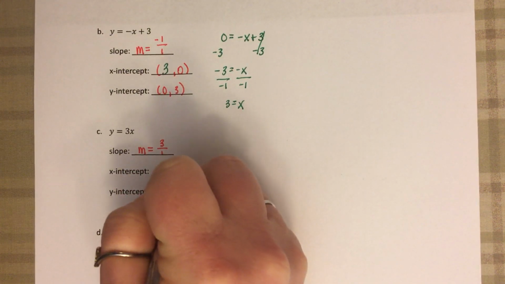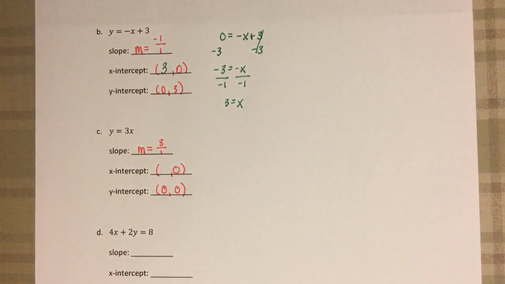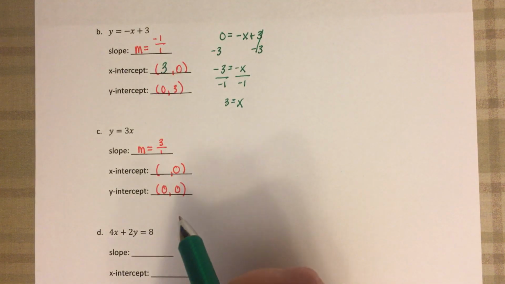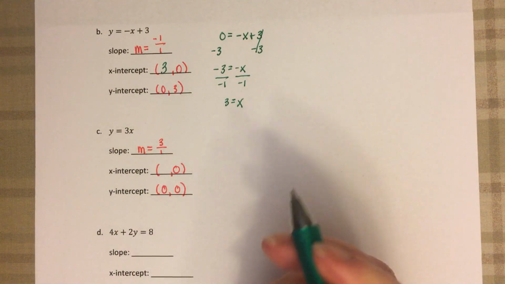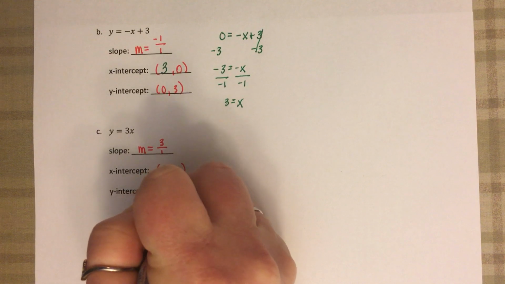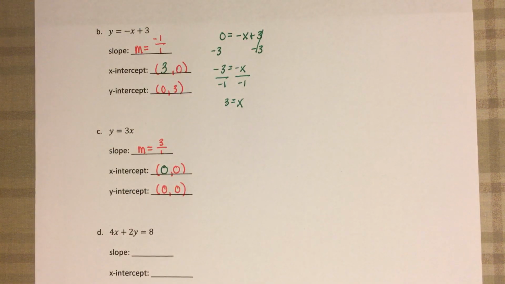To find our x-intercept, we're going to plug 0 in for y. Well, then 0 equals 3 times x. Either way, we get 0, 0. In this case, our x-intercept and our y-intercept are the same. They are the point that is the origin. And that is because when x equals 0, y equals 0, and the other way around. When y equals 0, x equals 0.